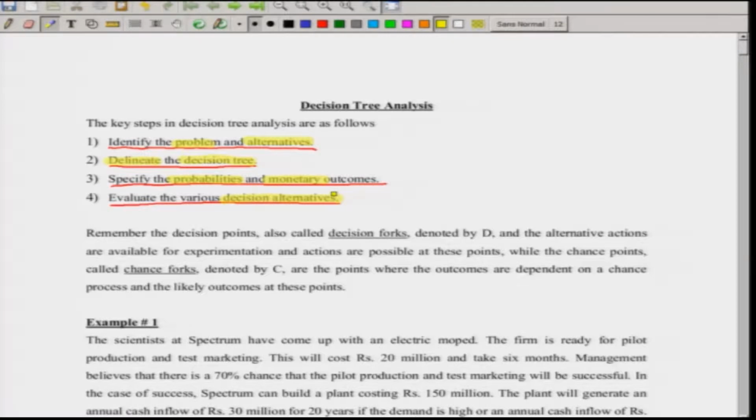Now, D would be denoted by a square, while C would be denoted by a circle, and obviously there can be different forks coming out from D and C accordingly, and we will mark the probabilities accordingly. Probabilities is basically the third point which I mentioned, remember it. While the chance points, let me continue reading, the forks denoted by C are the points where the outcomes are dependent on a chance process, and the likely outcomes of these points would be considered in totality such that we arrive at the best decision.